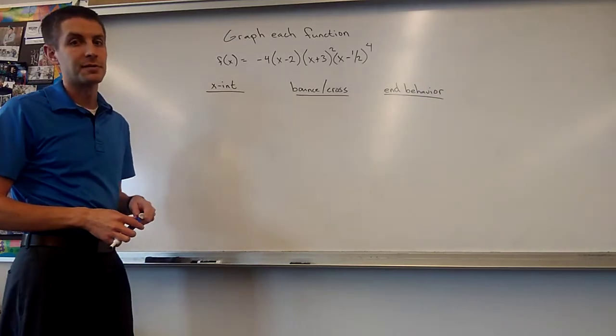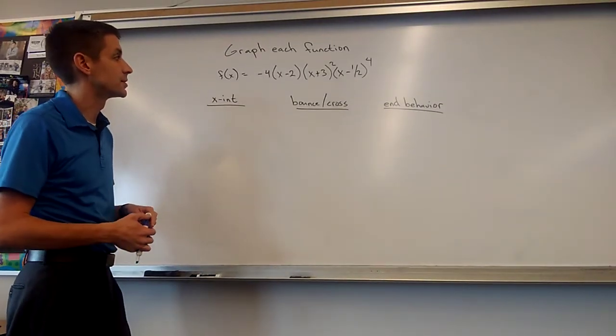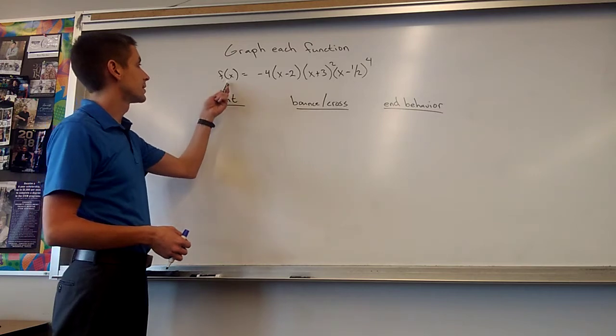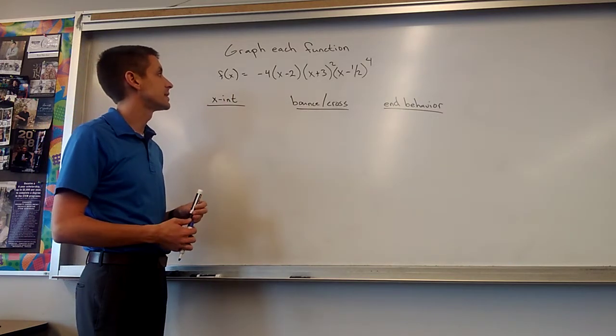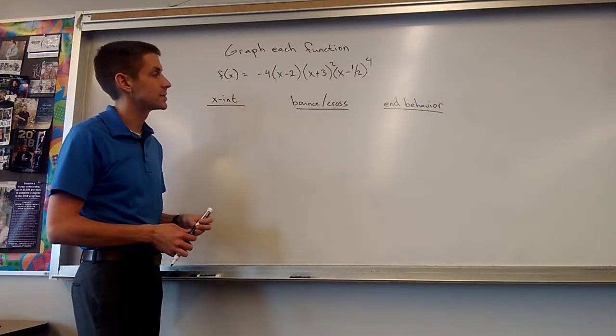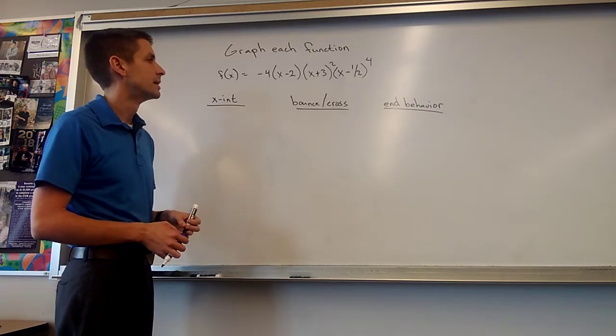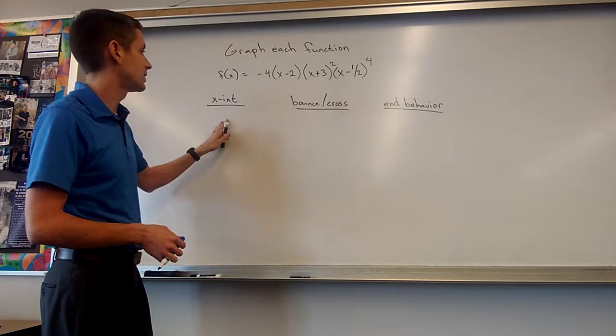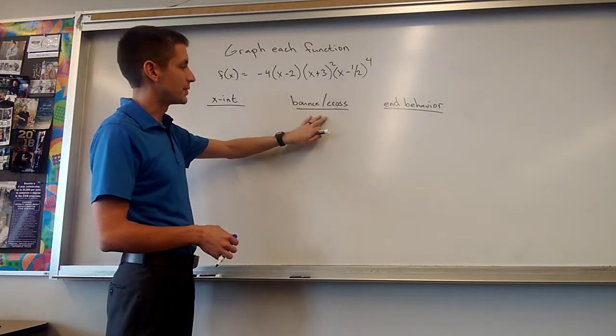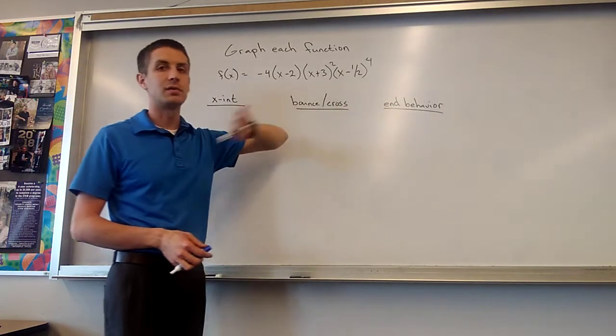Let's take a look at another function, a polynomial function that we can graph. We're going to take a look at f of x equals -4 times (x minus 2) times (x plus 3) squared times (x minus 1/2) raised to the 4th power. And we want to use these ideas of finding intercepts, what happens at those intercepts, and the end behavior.